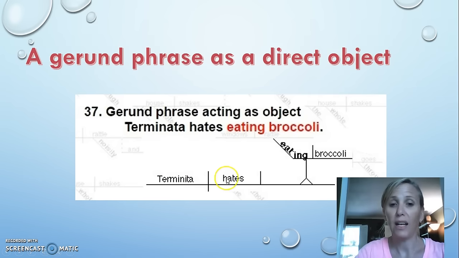So Terminetta hates, what does she hate? Eating broccoli. In this case, eating broccoli, what does she hate? Eating broccoli. So broccoli would actually be a direct object for eating. So you've got two of them, but you put this one in a little tree because it is a gerund phrase. You should write this sentence on the sentence side and this diagram on the diagram side. Pause if you need to.